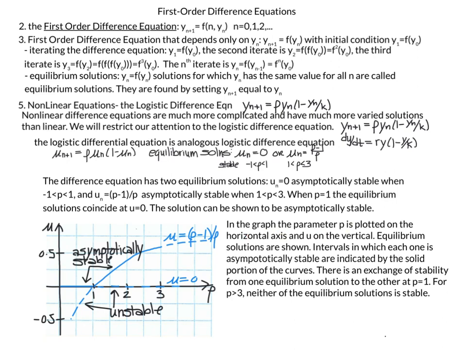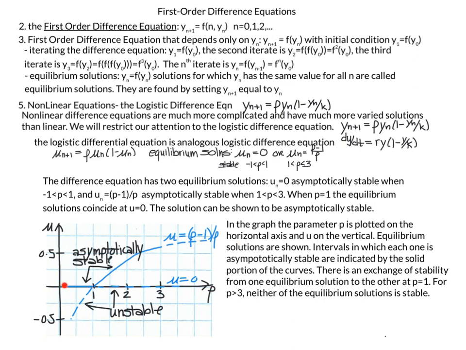So equilibrium solutions are shown. Intervals in which each one is asymptotically stable are indicated by solid portions of the curve. And when they are not, when they're unstable, they'll be dotted lines. So here we have the graph of our second solution, mu equals rho minus 1 over rho. It's this curve here. When rho is less than 1, it is unstable, so that's the dotted line. At rho equals 1, it becomes stable, and then at rho equals 3, it becomes unstable again.